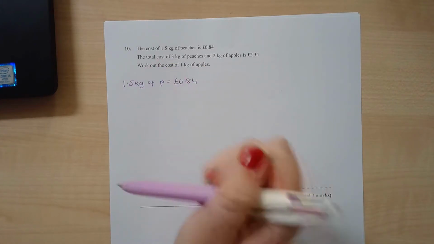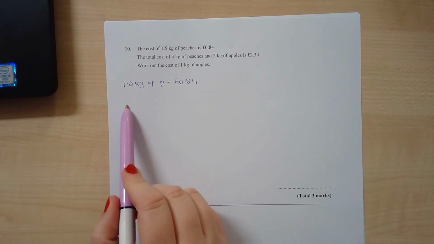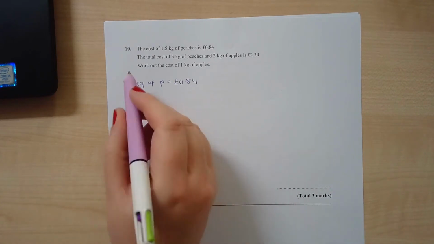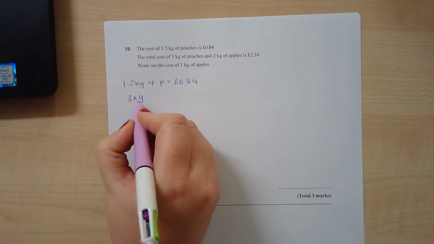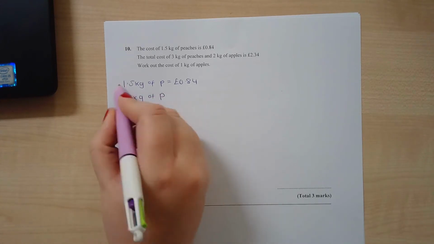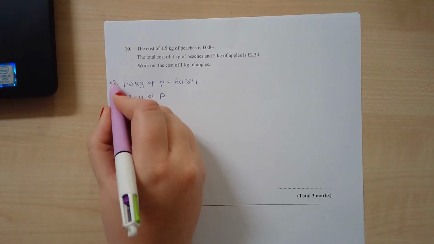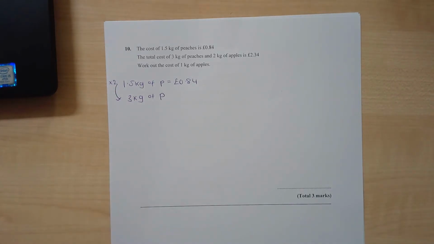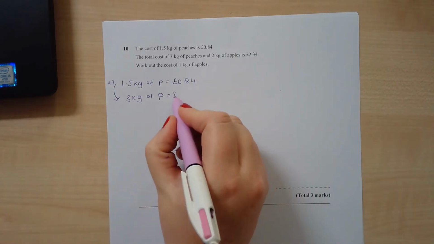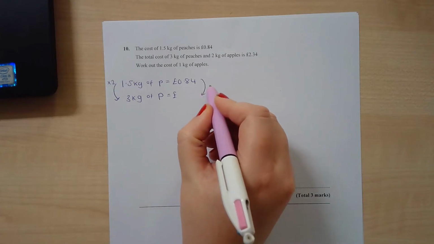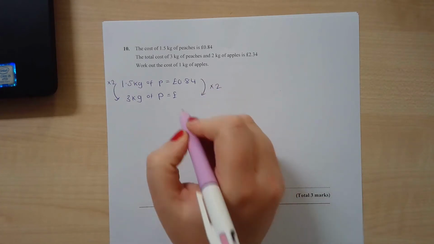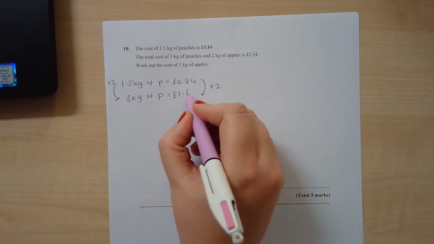So the first thing I can work out is I know what 1.5 kilograms of peaches are. I can work out what 3 kilograms of peaches are by multiplying that side by 2. So if I multiply this side by 2 to make it equivalent, I get £1.68.